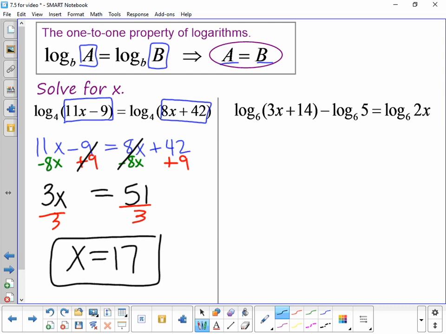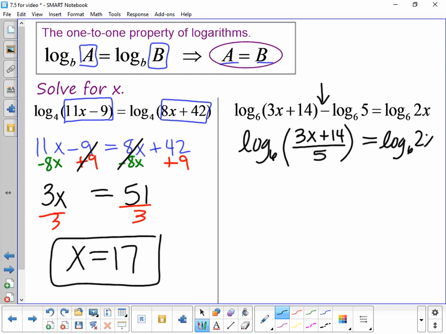It's not as complicated as the ones we were just doing a moment ago, though. We have the log base 6 of 3x plus 14, subtract the log base 6 of 5, and it's equal to the log base 6 of 2x. Well, we do have two logarithms on the left side of that equation, but we could condense them into one logarithm. So we have the log base 6 of (3x plus 14) divided by 5, because it's subtraction here. Subtraction of logs becomes the log of the quotient. And that's equal to the log base 6 of 2x.